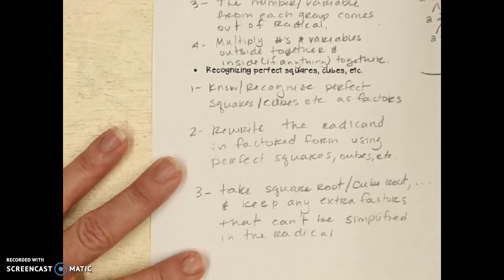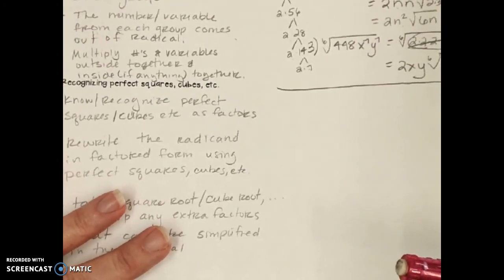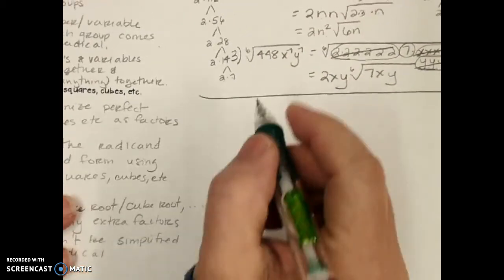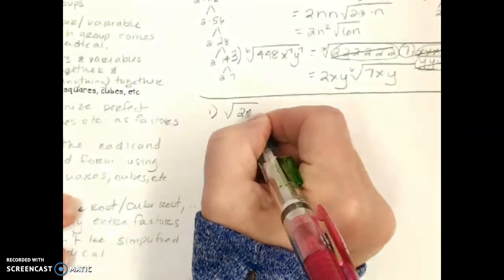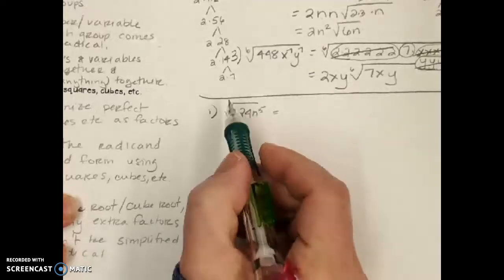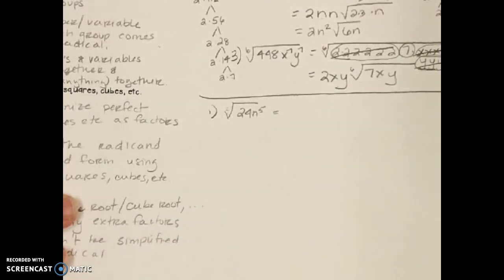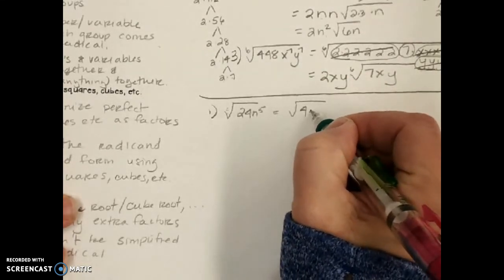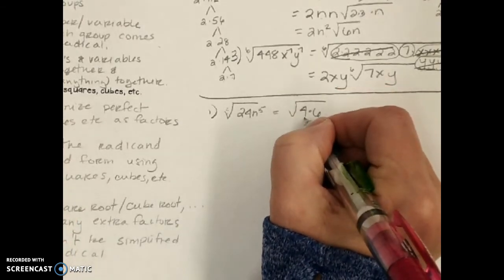Okay, so I'm going to do a couple. I want to show you one of the examples that I had there. I'm sorry, I paused. I was looking to see what I had. I'm going to reuse this example to start with. If I've got the square root of 24n to the 5th, then I know that if there's not an index, it's understood to be 2. So I'm looking for perfect squares. So as far as the number goes, I know that 4 is a factor in 24. It's 4 times 6, and 4 is a perfect square. That's why I went to that one.